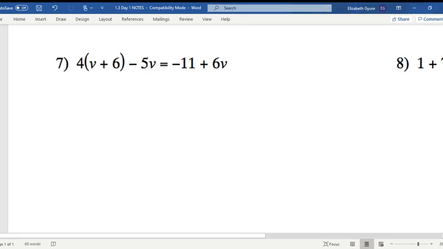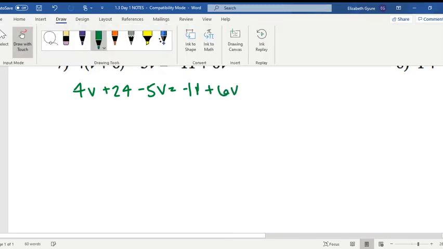But thanks, Asia. So Asia, since you're sitting in front of your computer still, help me out. What do I do first? Good. What do I get when I distribute, Asia? Good. 4v plus 24. I'm going to just drop down my minus 5v and drop down my negative 11 plus 6v. Good.